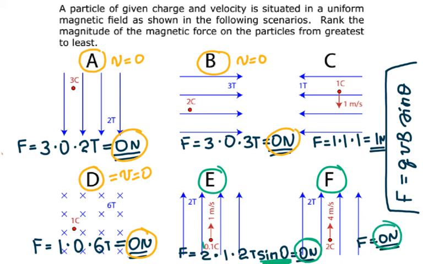So the only force that is actually acting on the particle is in C. So you have Q, which is 1 coulomb, velocity, which is 1, and the magnetic field is 1. So you have 1 Newton. So they ask you to rank the magnitude of the magnetic force on the particles from greatest to the lowest. So the greatest is going to be at C, and then for the rest of them, the force is equal to 0 newtons. So the force is the greatest in C.